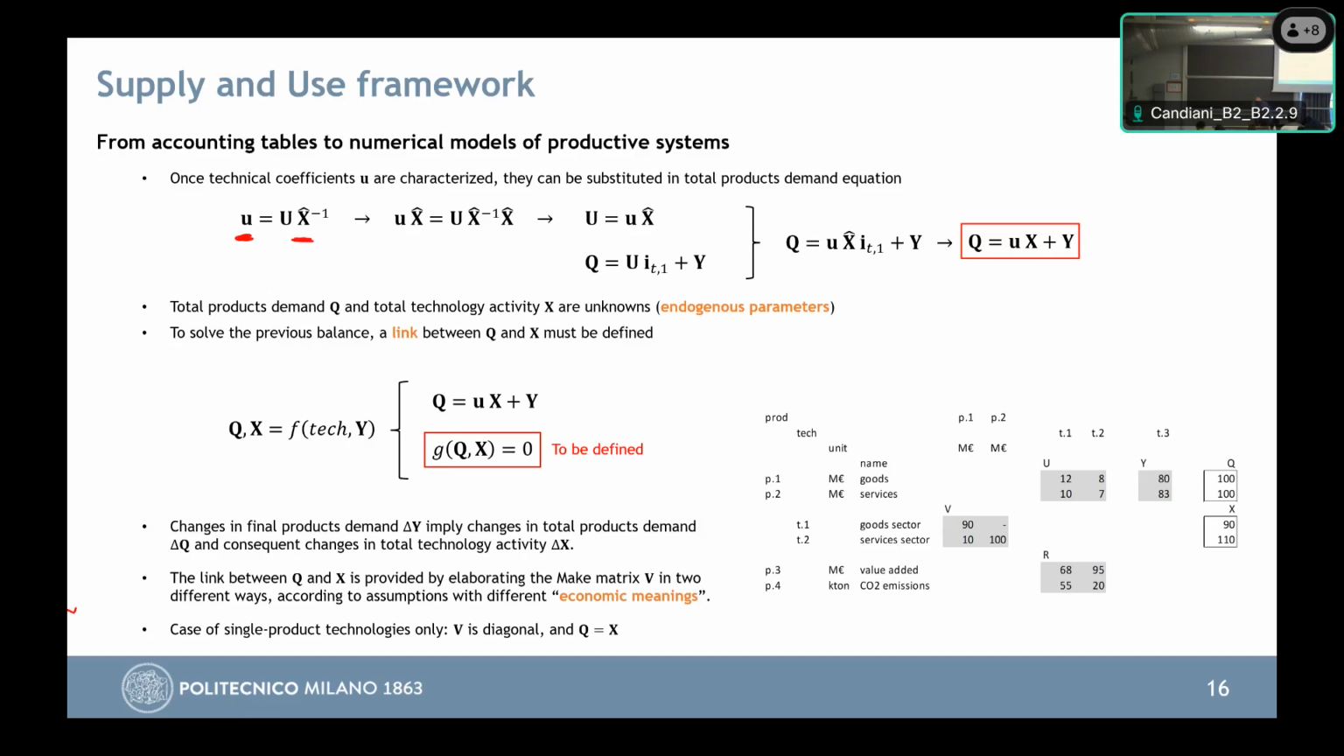And then we take the fundamental accounting identity that provides the sum of intermediate and final demand as the total demand Q, big Q, within the supply and use framework. And then we substitute the use table based on the equation that defines the use coefficient. So we express the intermediate transactions as a function of the technology activity. And then we approach finally to this equation here.